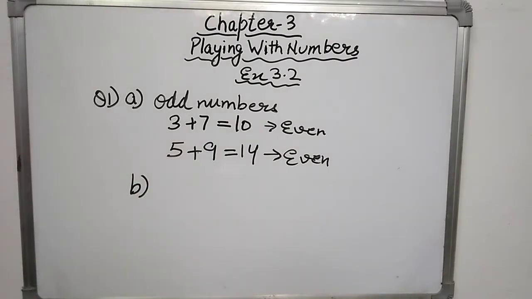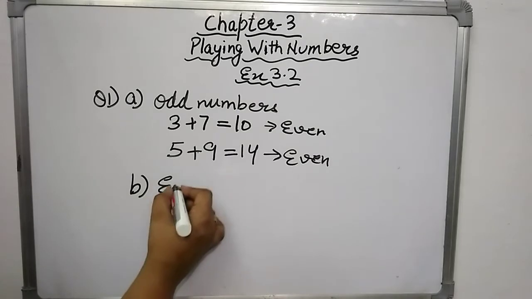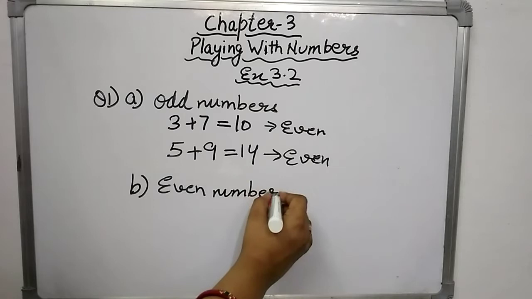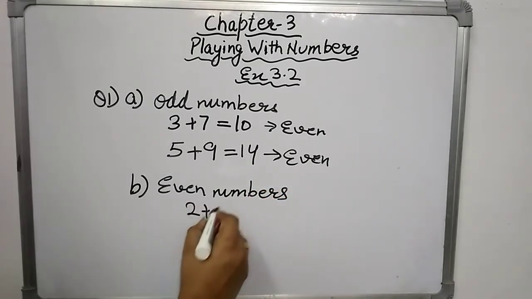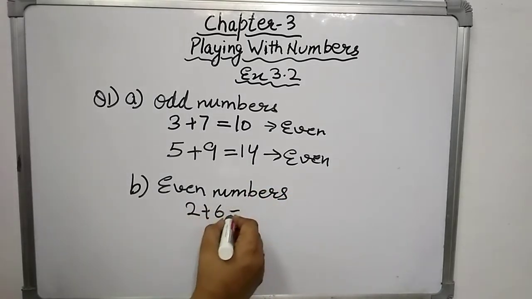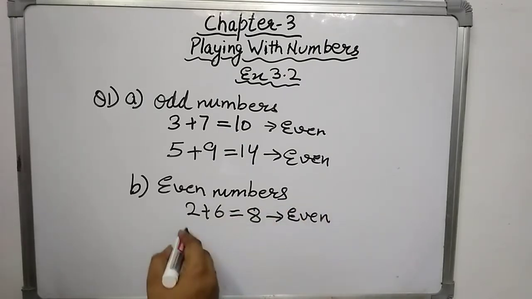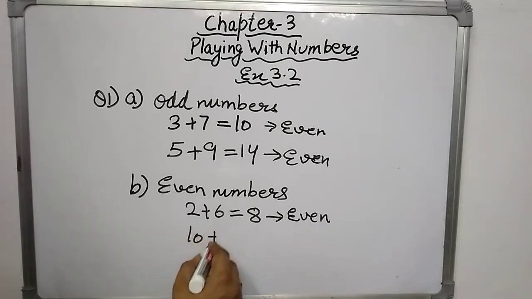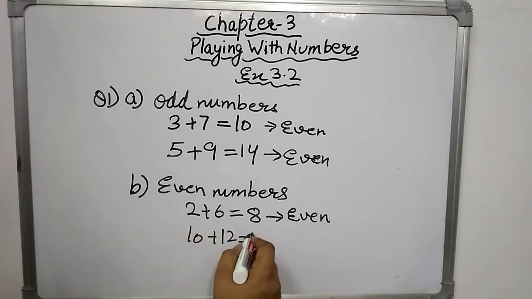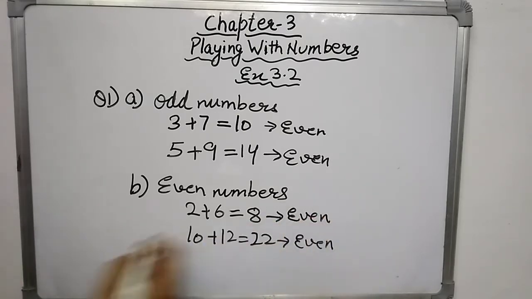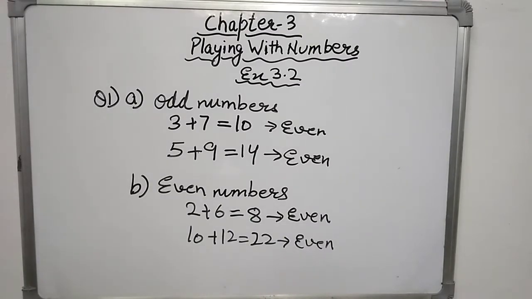Next, it is asking for the sum of any two even numbers. So if we add any two even numbers, such as 6 and 2, it is 8. 8 is an even number. Then I am adding 10 and 12. 22 is also an even number. So if you add any two odd numbers or even numbers, your answer will always be an even number.